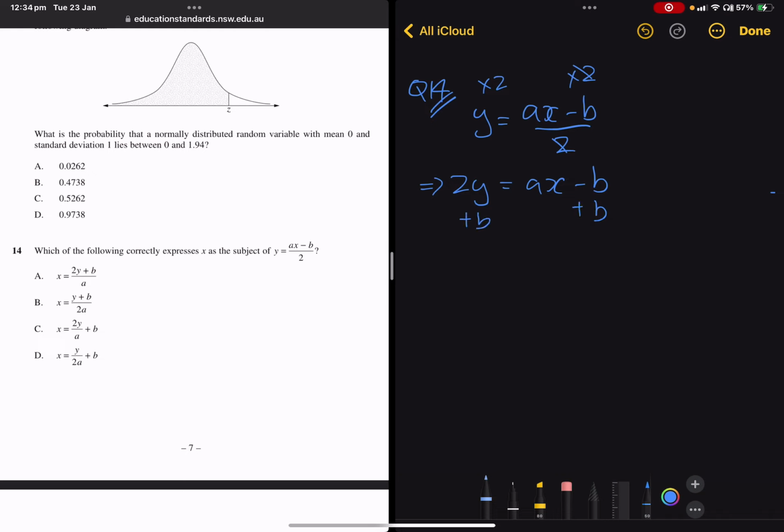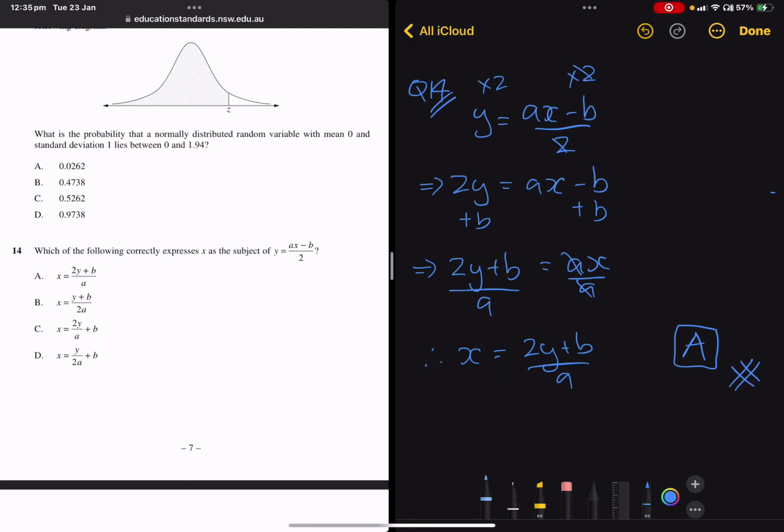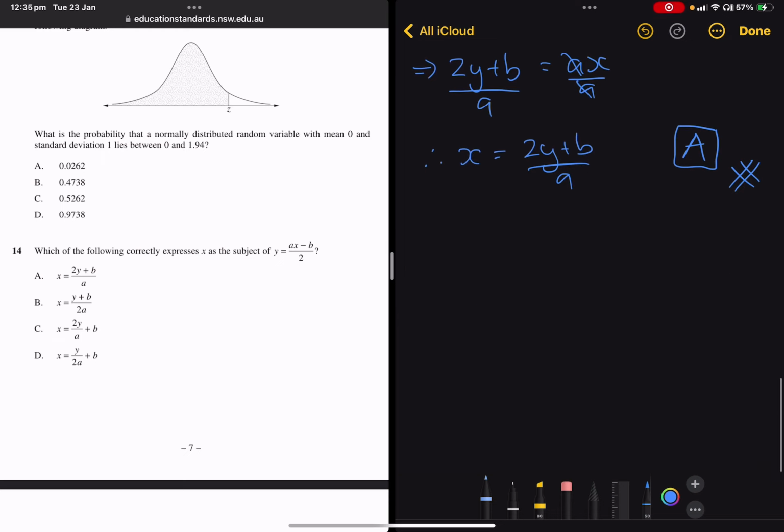Add b to both sides. This gives me 2y plus b is equal to a times x. Divide both sides by a. Therefore, x is equal to (2y plus b) over a. That is answer A, and so therefore answer A is the correct answer. So nice, easy algebra rearrangement. Usually these exams will have something like 5% of the exam will be algebra, so be able to do basic algebra, because easy marks if you can do it.